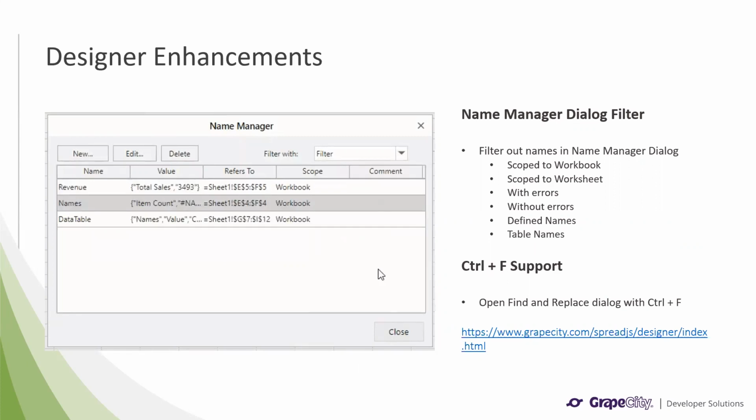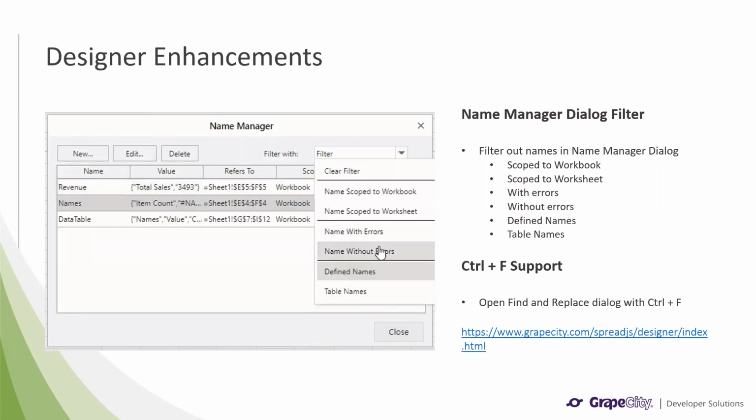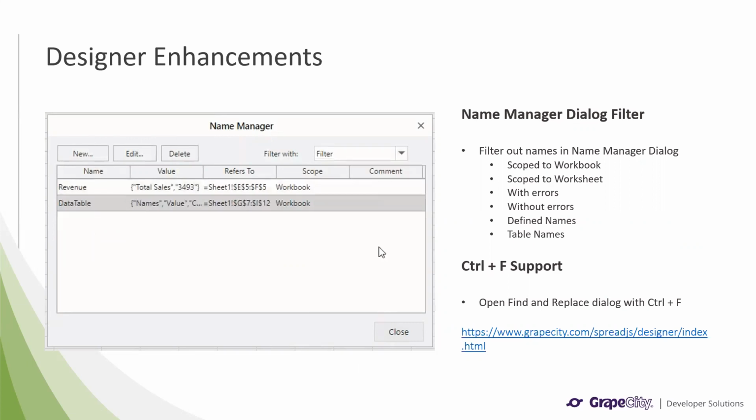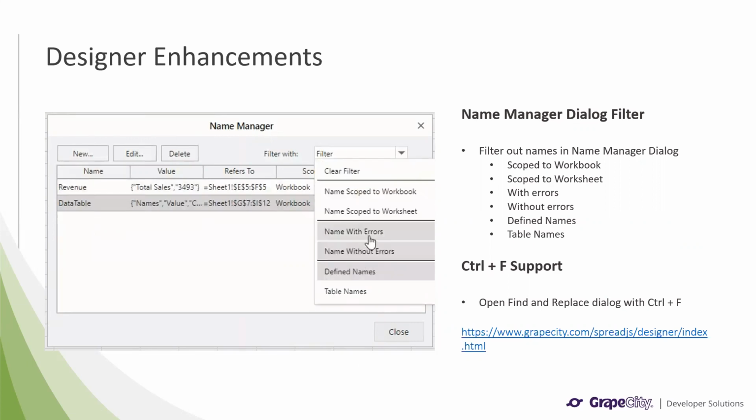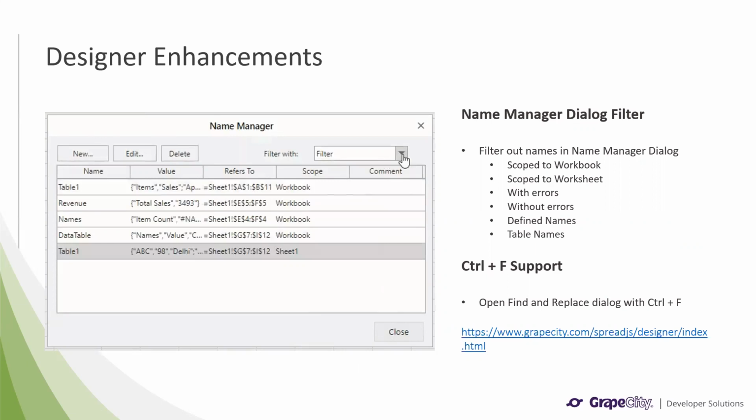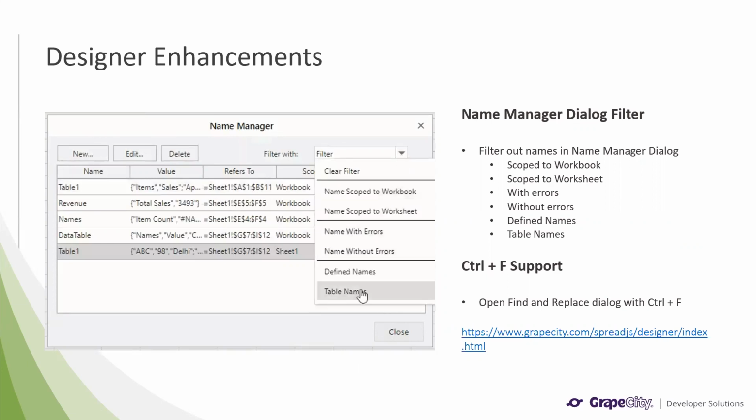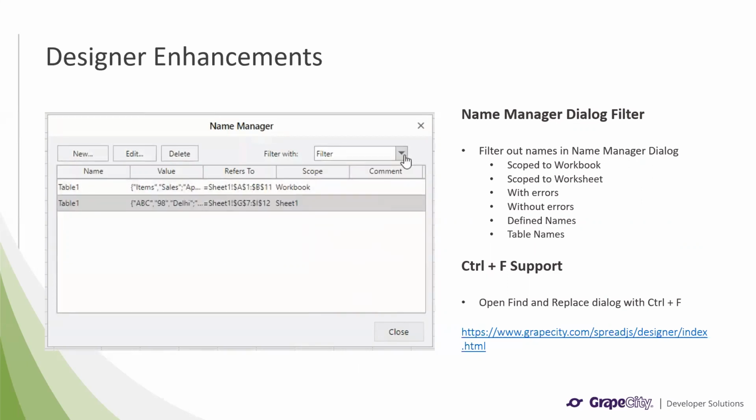The last enhancement we made to the designer is to support opening the find and replace dialog with Control F, which is an existing Excel keyboard shortcut. Now, with all these features mentioned in this webinar, we have included them in the designer as new buttons, side panels, and dialogs.